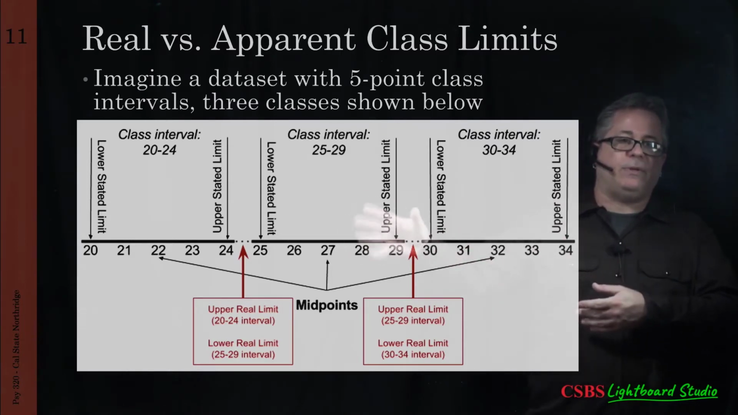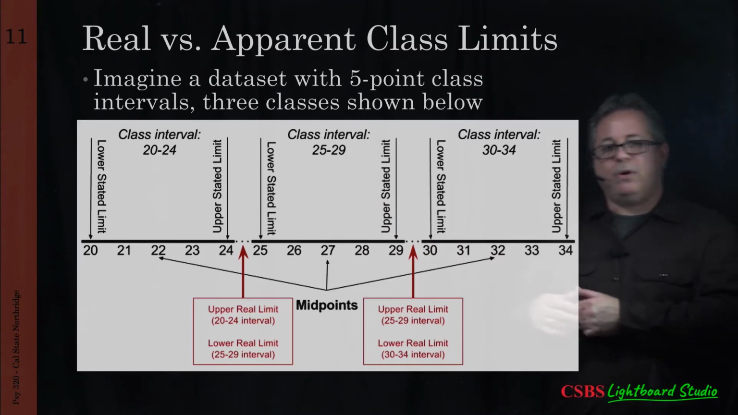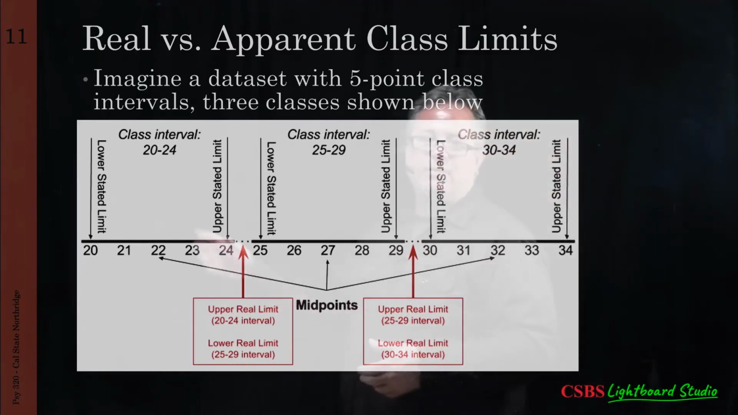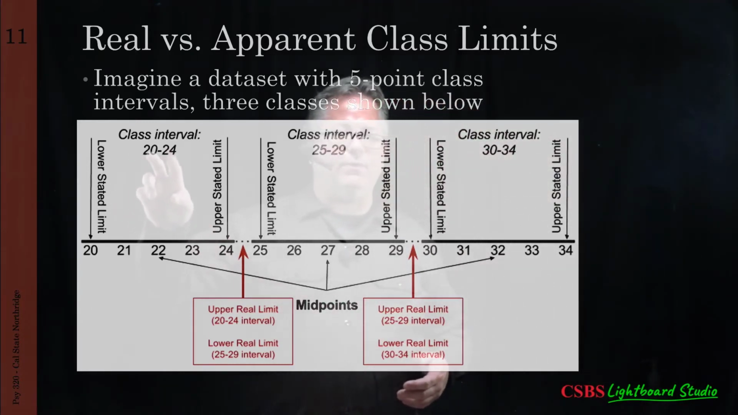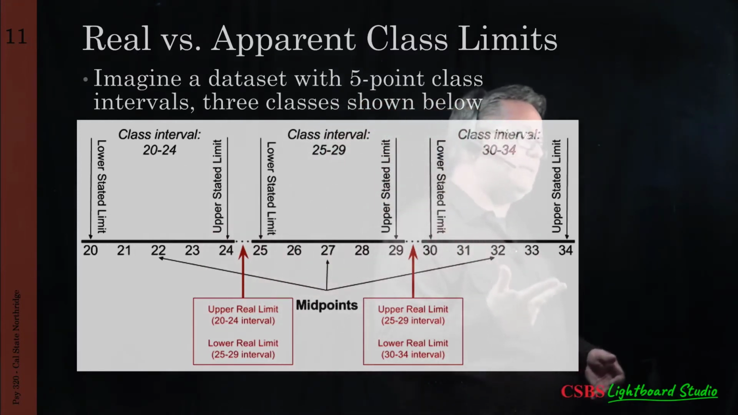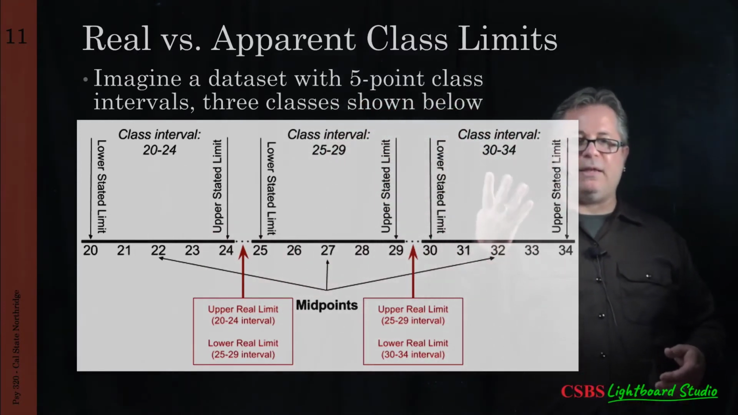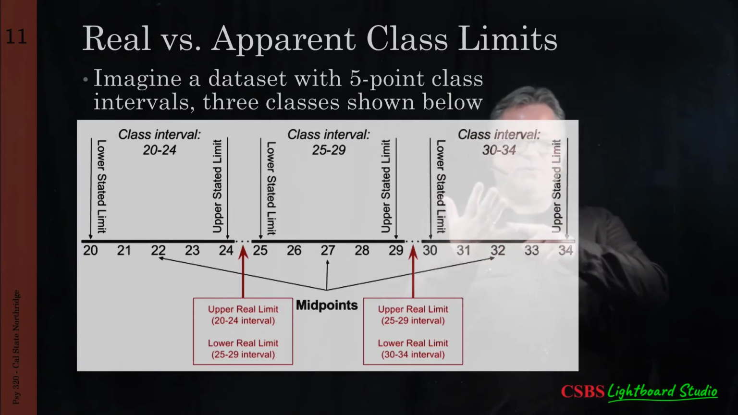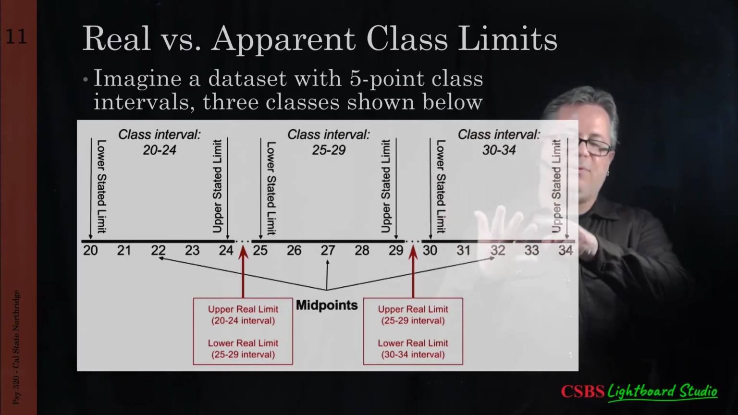So that's what happens with this real versus apparent, where it looks like the apparent limits of this first one are 20 to 24. But if I'm doing that, it looks like the numbers that should go in here are 21, 22, and 23, because those are the numbers in between 20 and 24. But in fact, it actually includes the numbers 20 and 24 in there. So it's 20, 21, 22, 23, 24.